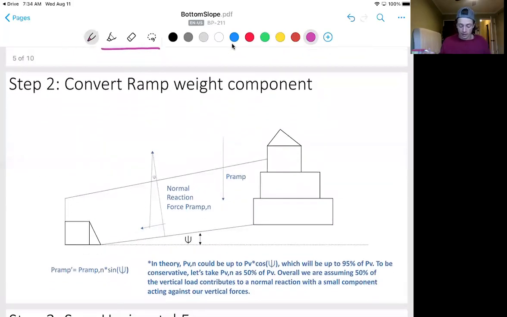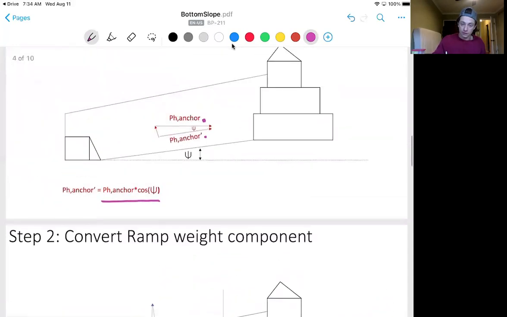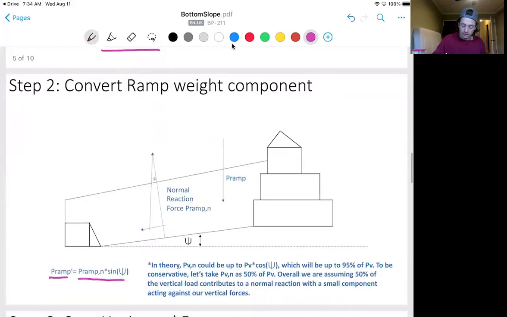Next, we'll convert our ramp weight component in the same style. We will take our P ramp prime to be our P ramp normal times sine of psi. Note this is sine because the P ramp is a vertical force versus PH anchor being a horizontal force. And in theory, our normal force reaction P ramp normal is going to be the equal and opposite reaction of the weight of our ramp normal to that slope. Because of that slope not being completely horizontal, the normal force reaction is going to have some component of it that is helping out.